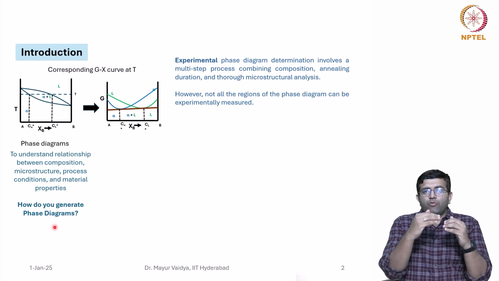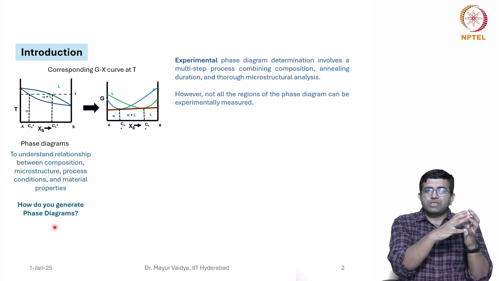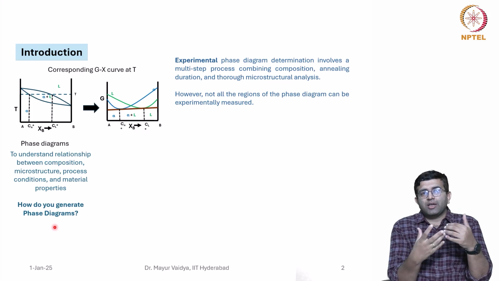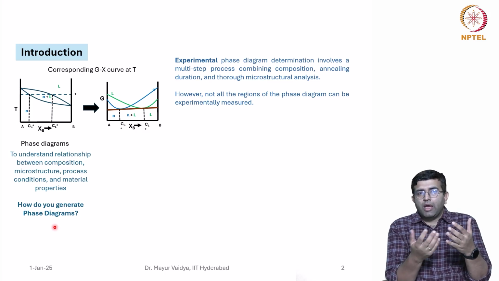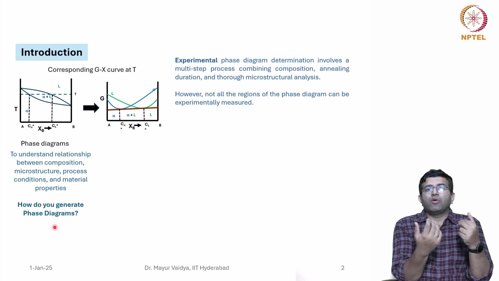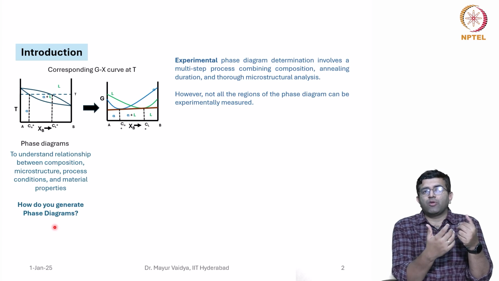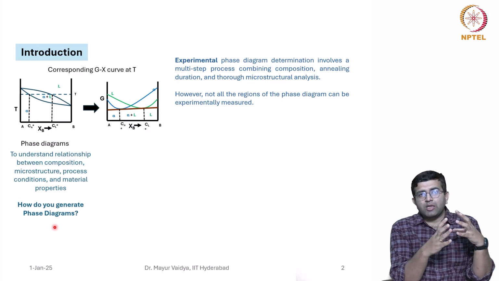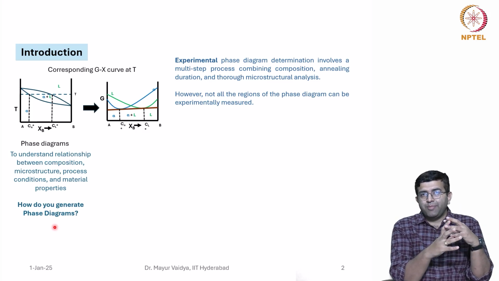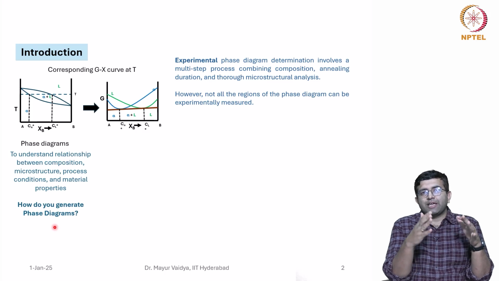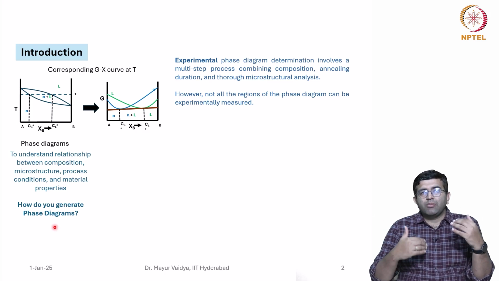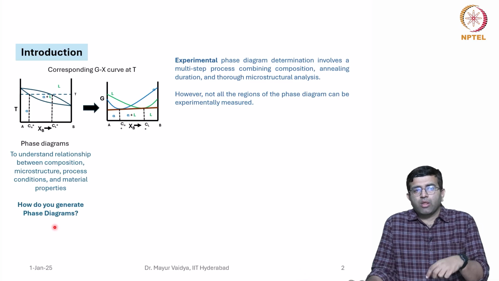The moment you go from binary to even ternary, you will see that there is a drastic decrease in the phase diagrams that are experimentally obtained, because then the number of experiments or the number of variables that you need to take care of increases manifold. So, therefore, experimental determination has certain limitations. And as I said, now if you go for higher order systems, the experimental determination becomes less and less feasible.